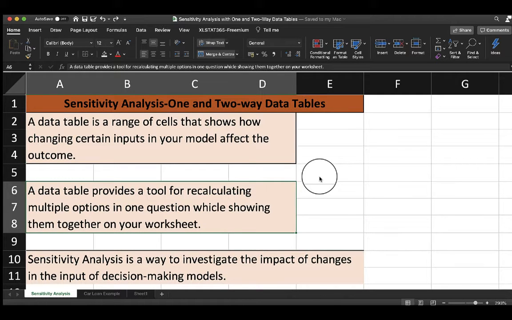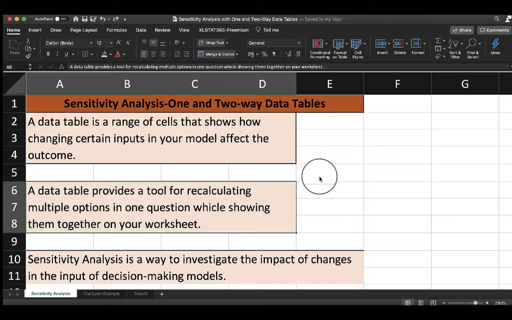Today I'll tell you about one and two way data tables. A data table is a range of cells that shows how changing certain inputs in your model affect the outcome. The data table also provides a tool for recalculating multiple options in one question while showing them together on your worksheet. A data table is also referred to by analysts and decision makers as a sensitivity analysis table.